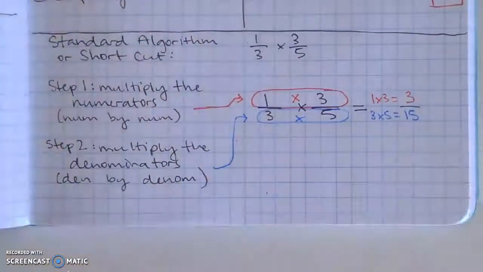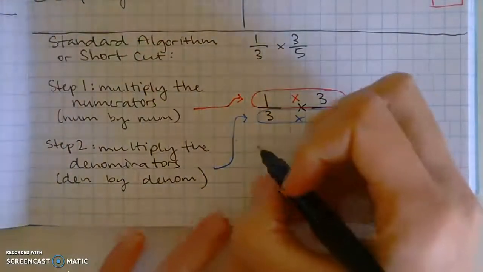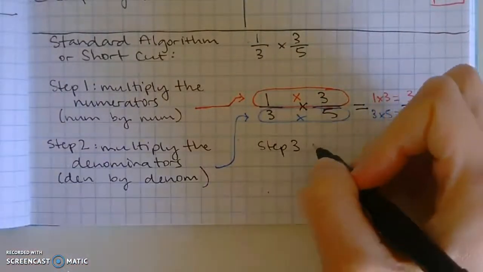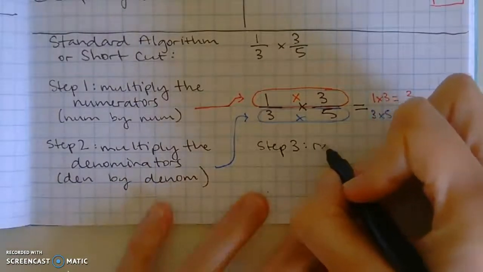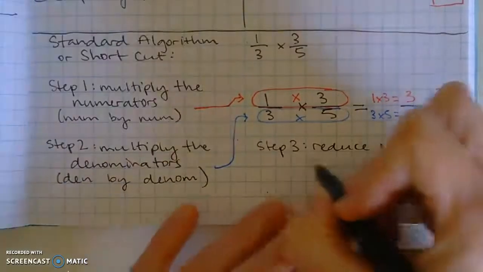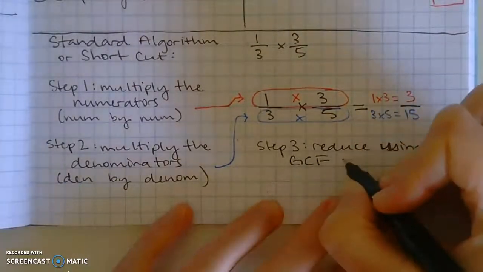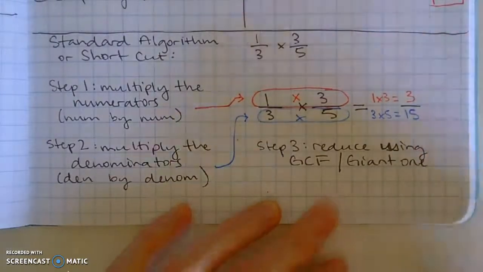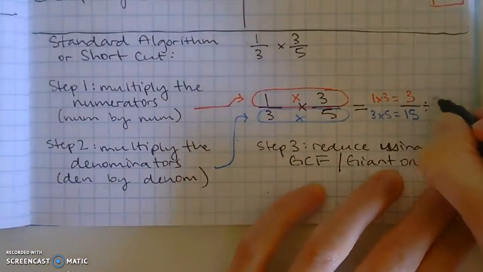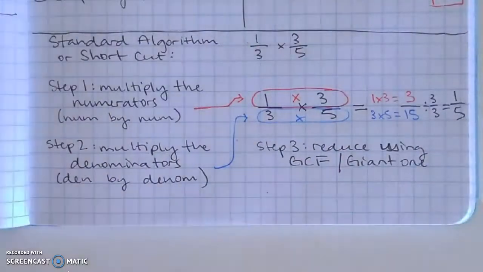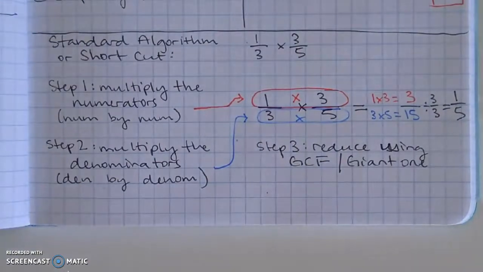So there's my answer. And then step 3, you're going to reduce using your greatest common factor, or giant one. So I can divide that by 3/3, and that's going to give me 1/5. Super easy compared to drawing out all the models.